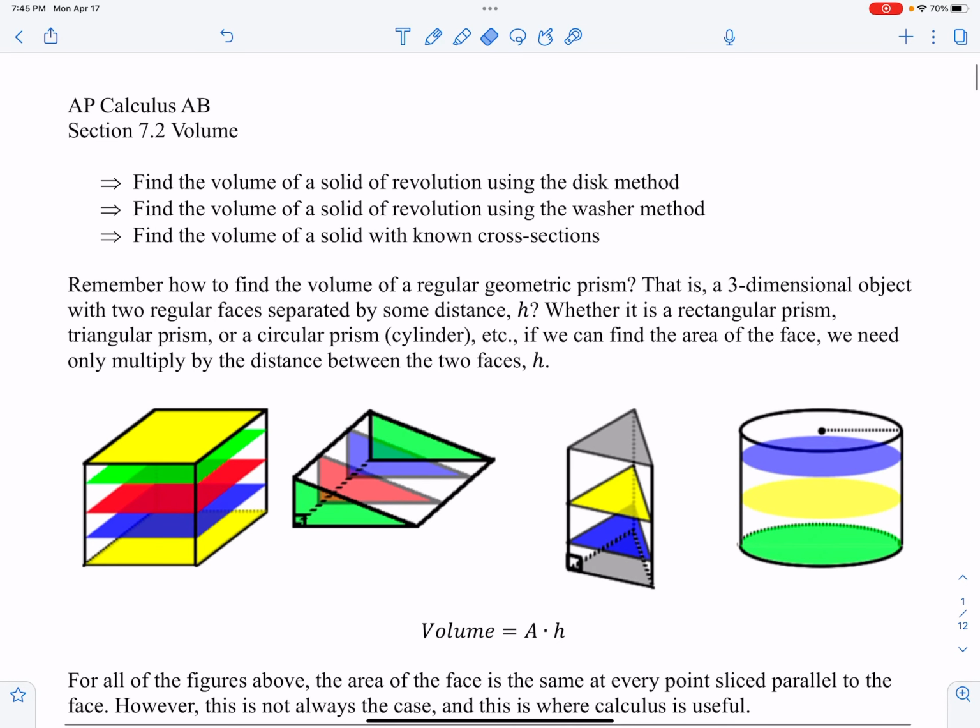Hi there, so this video is on section 7.2 volume, and I'm going to split this lesson into 3 separate videos. So this first video will be on disk method.